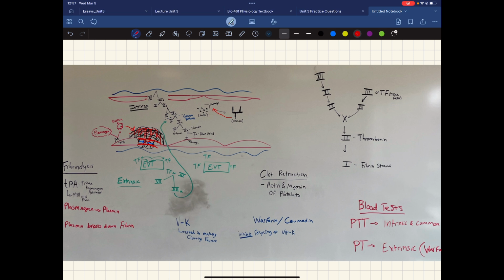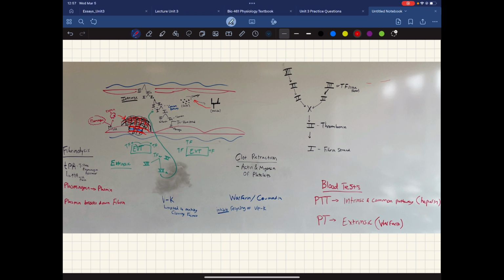Another important thing is, let's talk about vitamin K for a second. Vitamin K is important because it's used for making clotting factors. It's an important vitamin for that. And there's a drug called warfarin or Coumadin, and that inhibits the recycling of vitamin K. So it inhibits it from being reused to make the clotting factors. So this will cause your blood to be able to clot less.